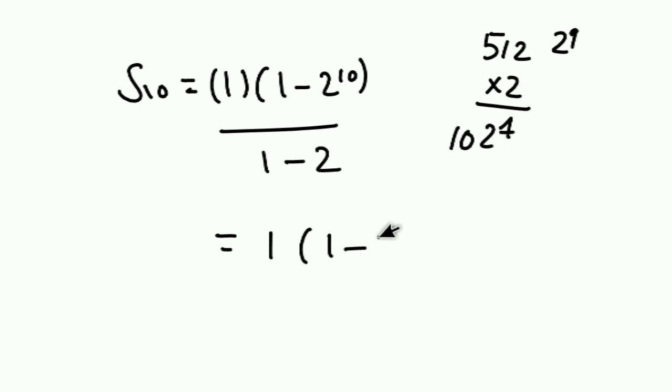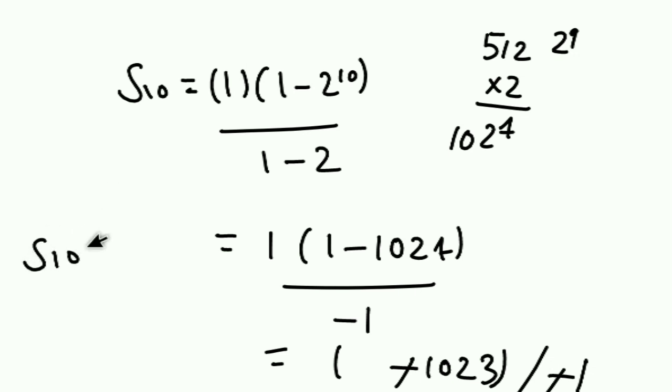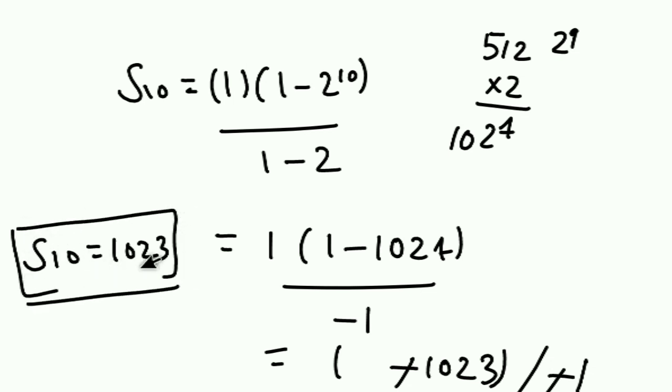So for 2 raised to 10 we will get 1024, and in the denominator we will get 1 minus 2 is minus 1. So now we will get 1 minus 1024 is minus 1023, and in the denominator also you have minus 1. So this minus minus will get cancelled, and the summation of 10 terms you will get 1023. So this is your summation of 10 terms of the GP.